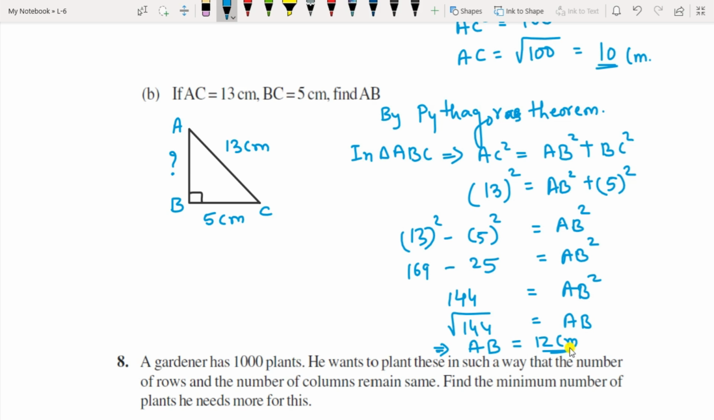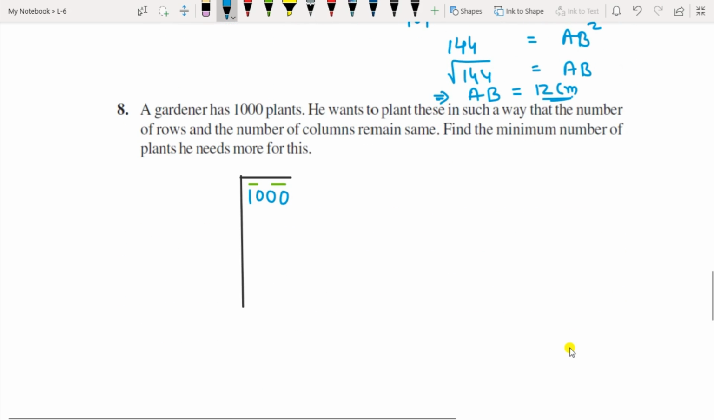Question number 8 is, a gardener has 1000 plants and he wants to plant them in such a way that the number of rows and number of columns remains the same. Find the minimum number of plants he needs more for this. So he is having 1000 plants in all. Now he wants to plant these plants, but the number of rows and the columns are the same. So how many more plants will he need? That we have to find out.